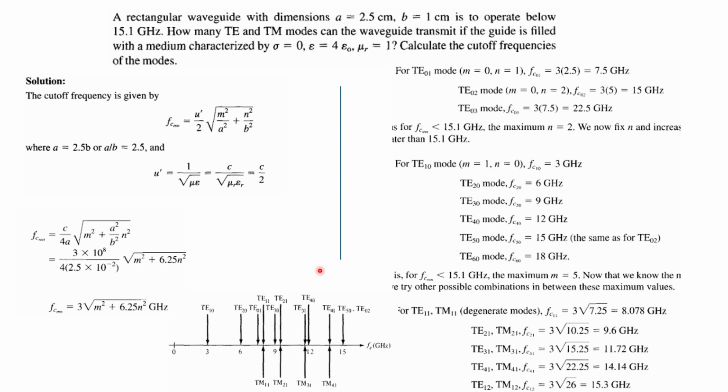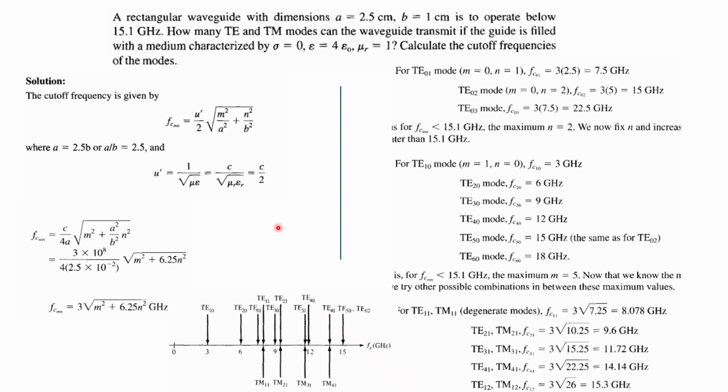And correspondingly the cutoff frequencies. So these are the modes that will propagate. How many modes? You can count all these. So the total is 1, 2, 3, 4, 5, 6, 7, 8, 9, 10 different modes that will propagate.